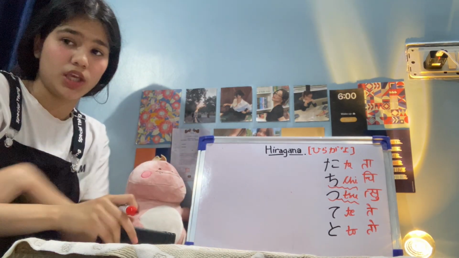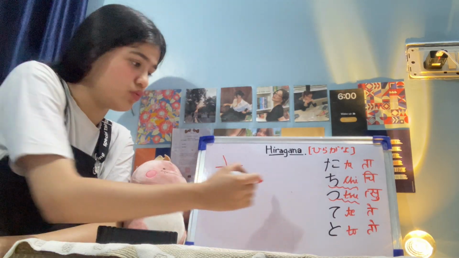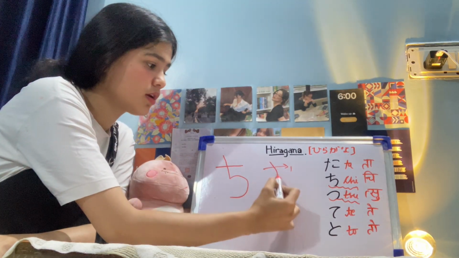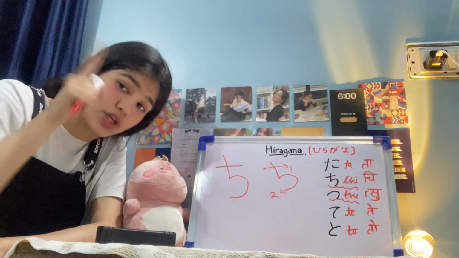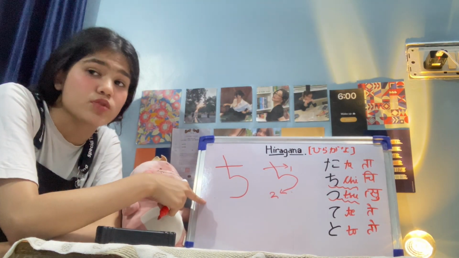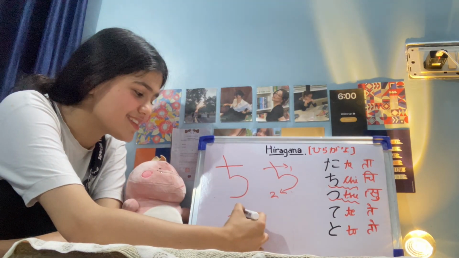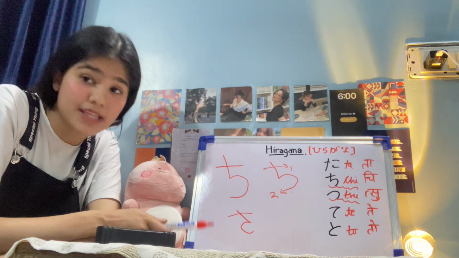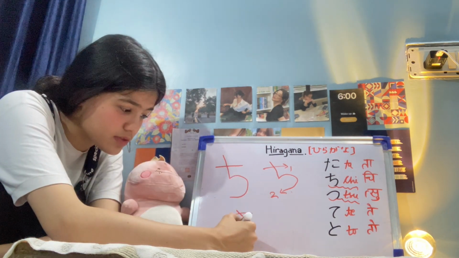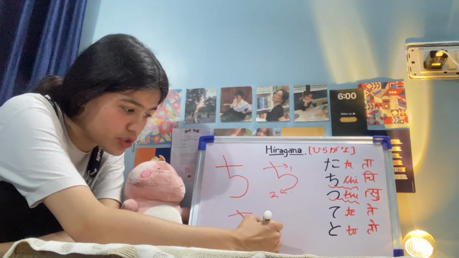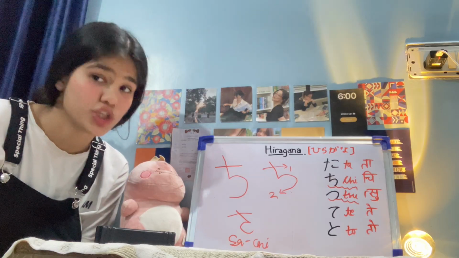Then we have chi. So 1, 2. If you can recall, we just studied one letter which is pretty similar to this one. That is sa. So if you flip sa, we will get a chi. Flipping sa will get you a chi. A mirrored version, a flipped version of sa is chi.